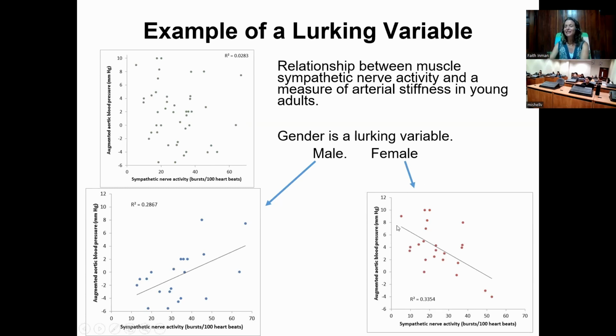It's a moderate negative relationship that explains about 33%, or about a third, of the variation. But for males, the relationship was positive. For females, the relationship was negative. So when you put them together on a graph, it looks like nothing's happening. So in this case, gender would be the lurking variable.